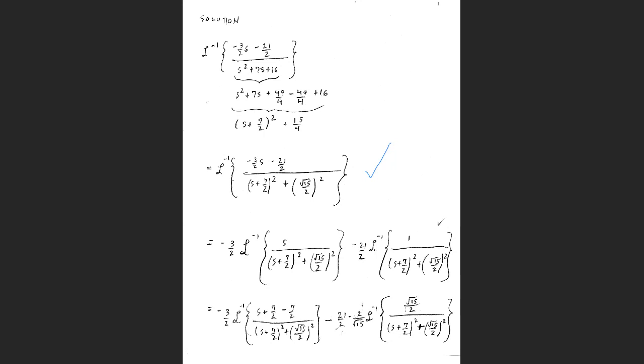And of course, what I want to do is I can write this expression inside here as the difference of two fractions, and that's what I do. I write it as the difference of two fractions, and I factor out, of course, the negative 3 halves and the negative 21 halves. So just kind of look at it carefully. Let me know if you have any questions.